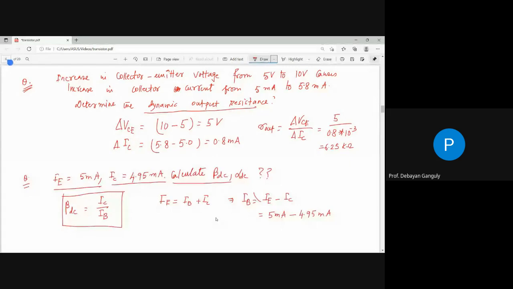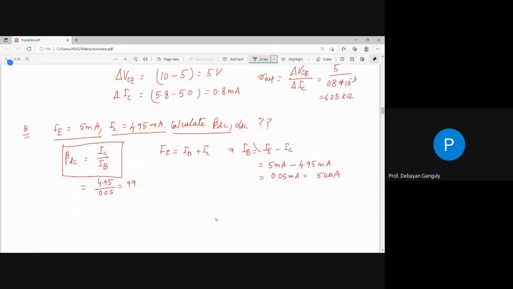So the value of IB that you get is 0.05 milliampere, that is 50 microampere. So if you want to find the current gain, that means beta, that is IC by IB. IC is 4.95, IB is 0.05. That will give you 99. That is beta DC.